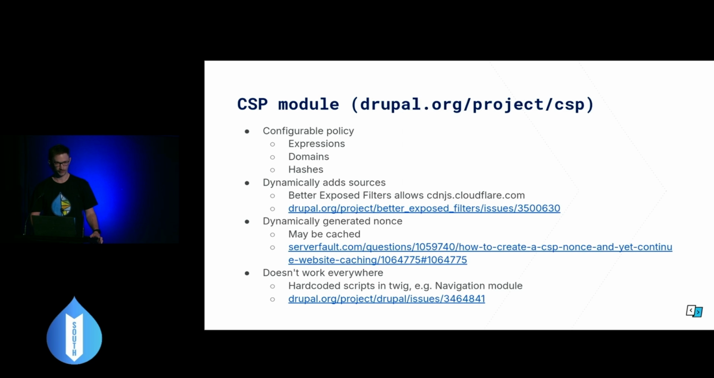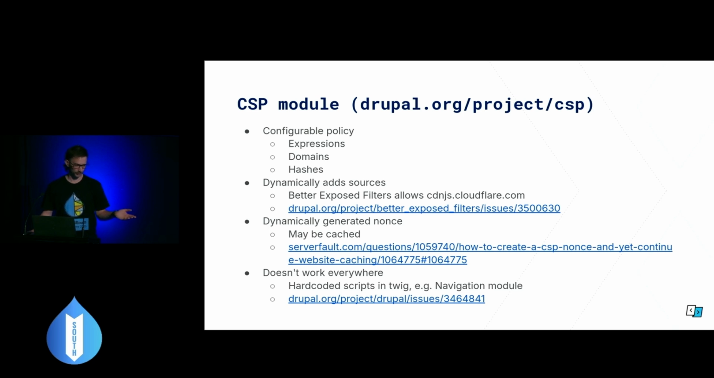Pretty soon you'll figure out that Drupal probably needs a bit more of a dynamic policy than something that's hard-coded in your Nginx or Apache config. And this is where the CSP module comes in. This allows you to have a configurable policy, so you can specify expressions, domains, hashes for each of the directives. But it can also dynamically add sources depending on your libraries' info YAML files.